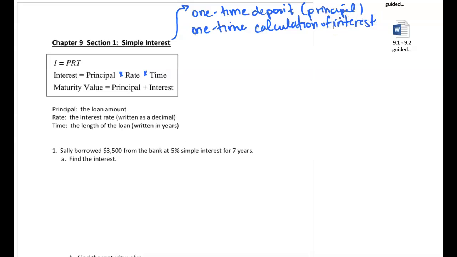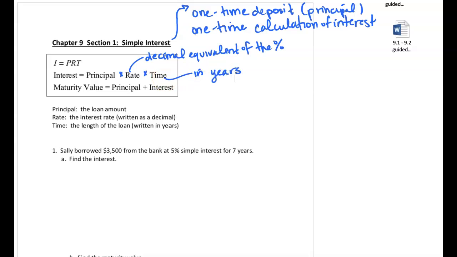So simple interest is the simplest of interest calculations that we'll talk about, and you calculate interest only once during the life of the loan. The formula for simple interest is I equals PRT, which means interest equals principal times rate times time. When we look at rate, we're also always going to look at its decimal equivalent of the percent. And time is always considered in years.